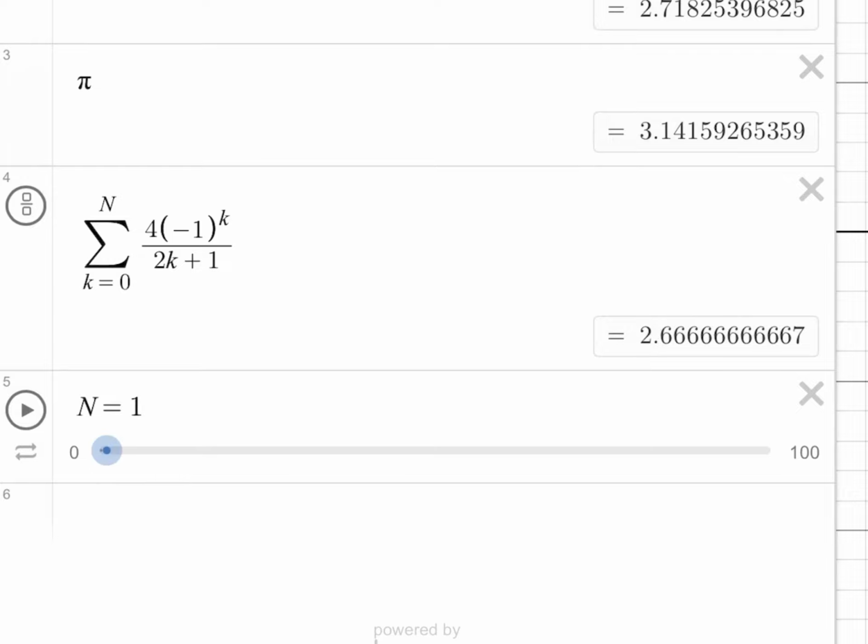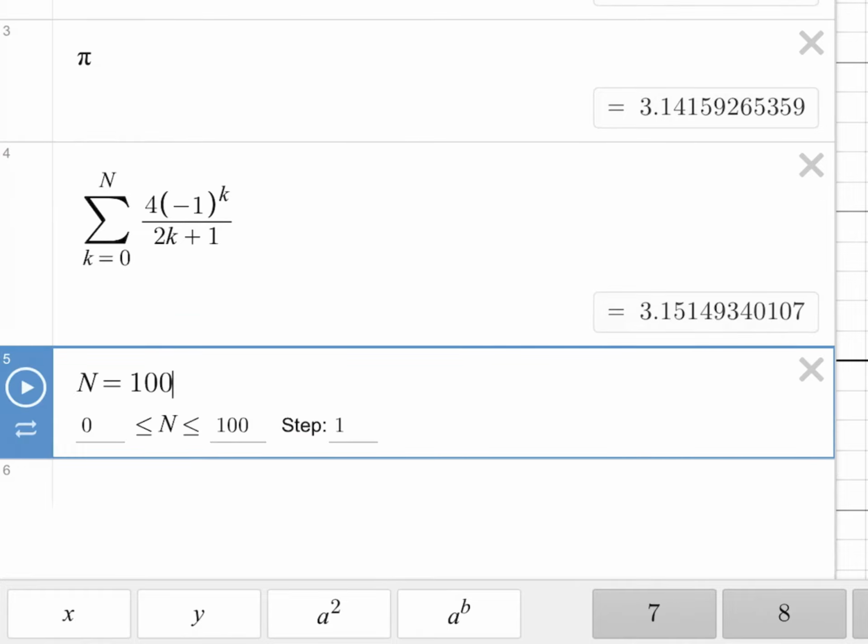When n is 1, we have 2 terms. There's the first 2 terms, the first 3 terms. Now I'm just going to let n play. Notice that we keep dancing around the true value of pi, but getting closer and closer and closer to pi. Let's control n. There's 101 terms here, and we're at 3.15.